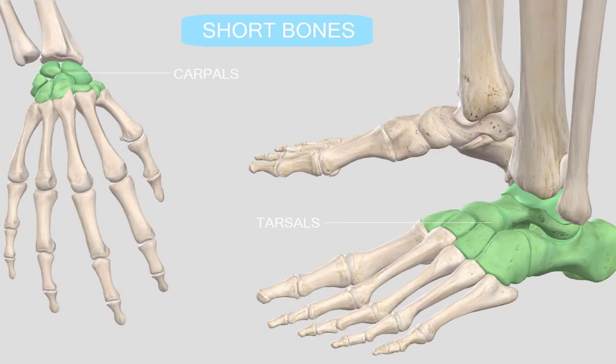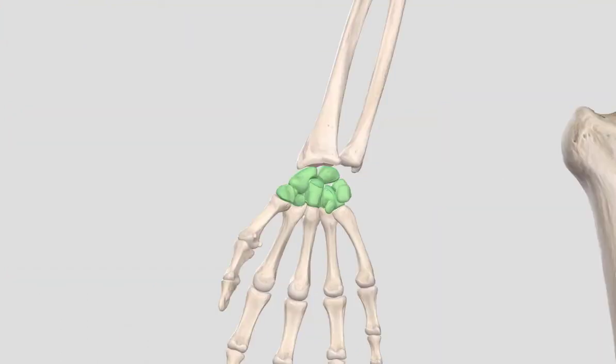Short bones, which can be of any shape, but usually have similar proportion in length and width. Short bones are about as long as they are wide. Located in the wrist and ankle joints, short bones provide stability and some movement.